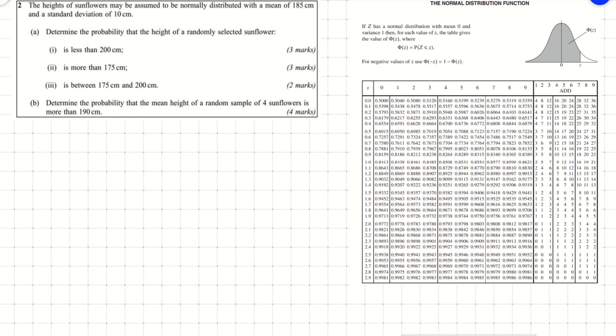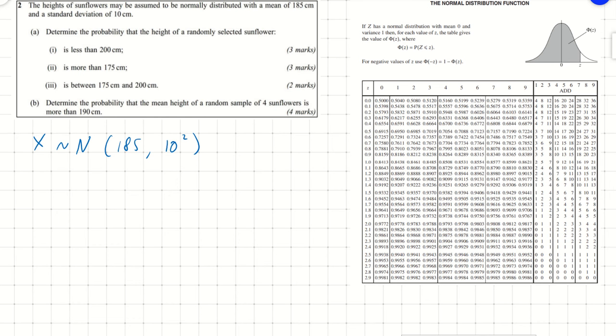We've got heights of sunflowers normally distributed with mean 185 and standard deviation 10. So let's say, what does that say? That means, let's call the height of the sunflowers x. Then x has the distribution normal, mean 185, and standard deviation 10. Well, we write our normal distribution as mean and then variance. So the variance is 10 squared.